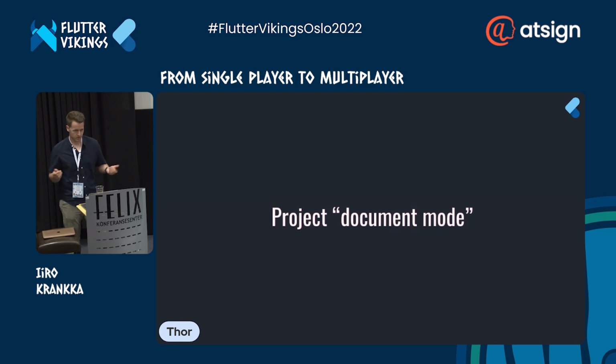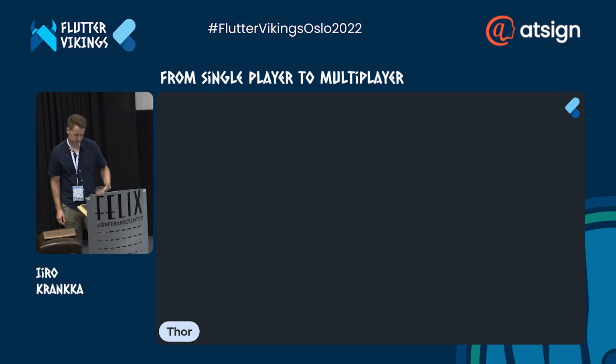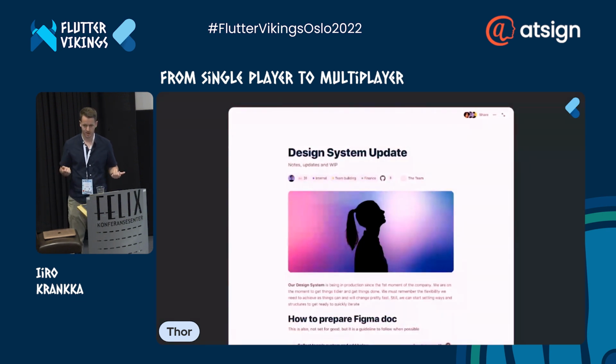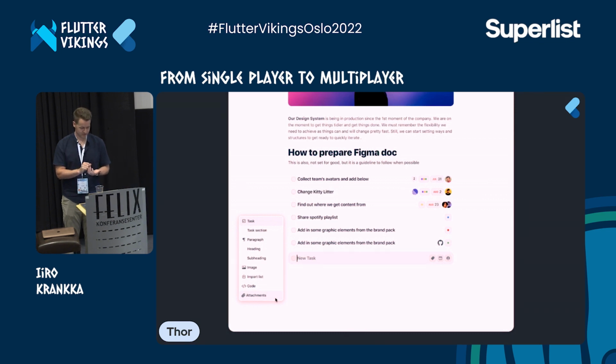First, Superlist was a task management app. We had tasks that you could complete and assign to other people and stuff, just like a regular task management app, and it still is. But 1 year ago, we wanted to build something we initially called document mode, which is this rich text editor kind of experience, but with some tasks embedded inside of that editor so that you could do task management within the context of a rich text document.